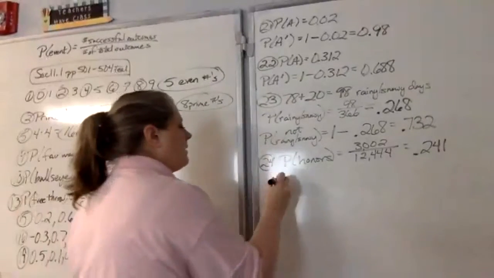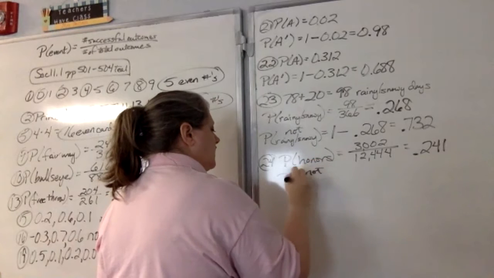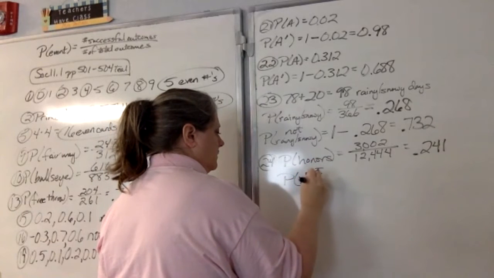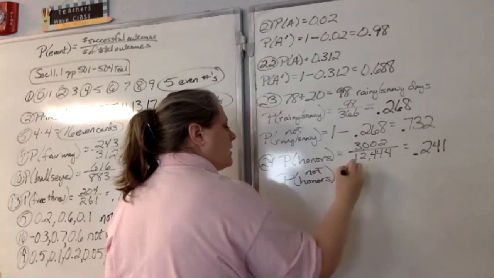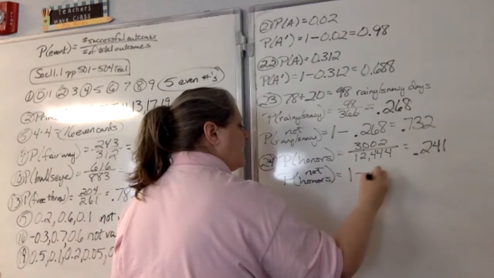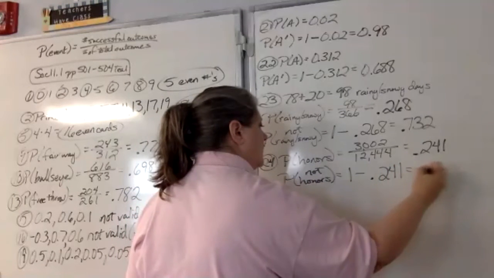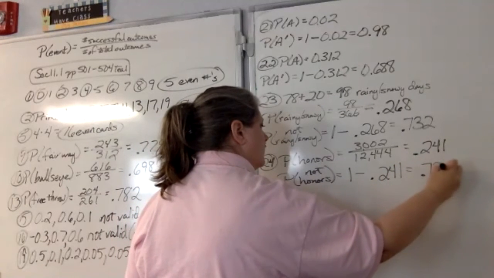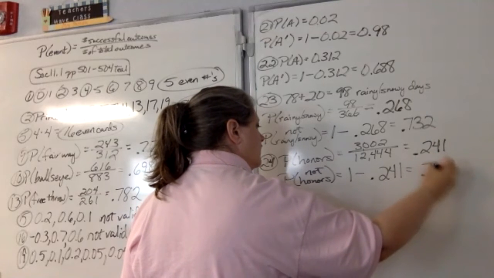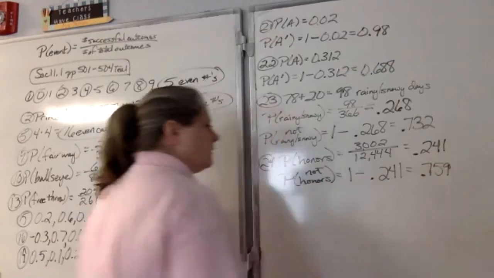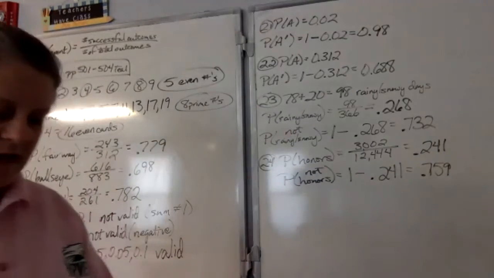Now I want the probability that they did not graduate with honors. So the probability of them not graduating with honors would be 1 minus 0.241, and that equals 0.759. Okay.